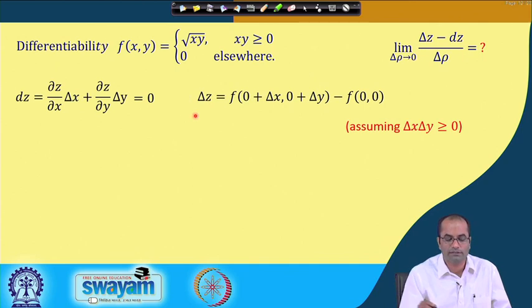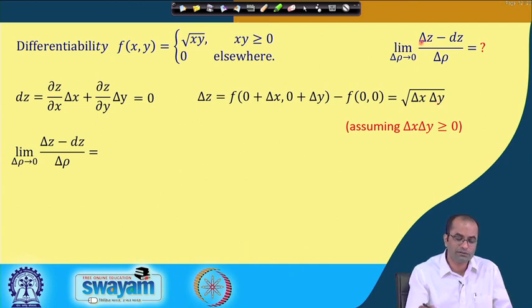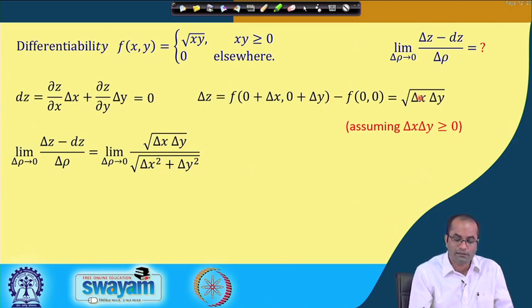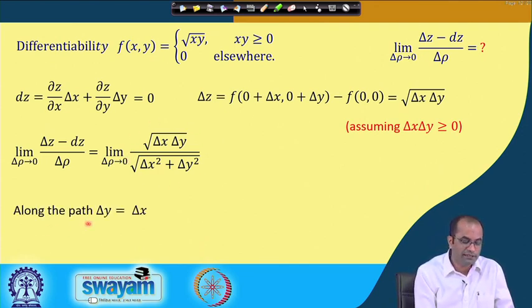So, we get this delta z as square root delta x and delta y. Now, this quotient here, delta z minus dz over delta rho: this delta z was square root x and square root x delta y, and this delta rho was the square root of delta x square plus delta y square here. In this case, when we take this limit as delta rho goes to 0, we will observe that this limit does not exist, because if we take this path delta y is equal to delta x, for example here.